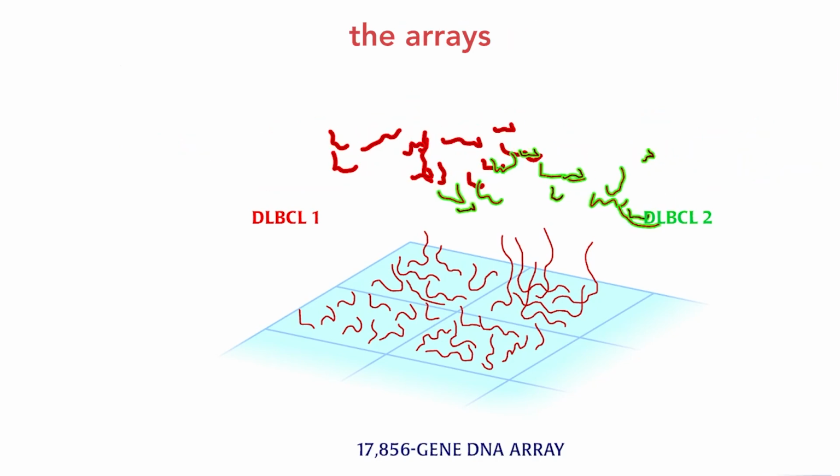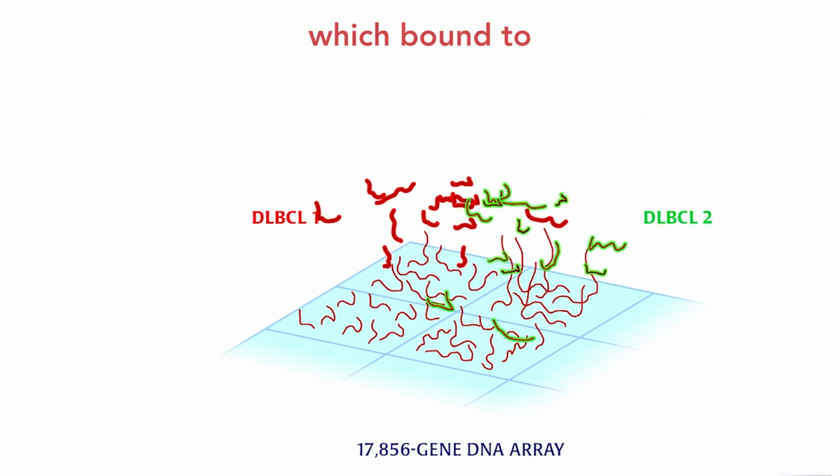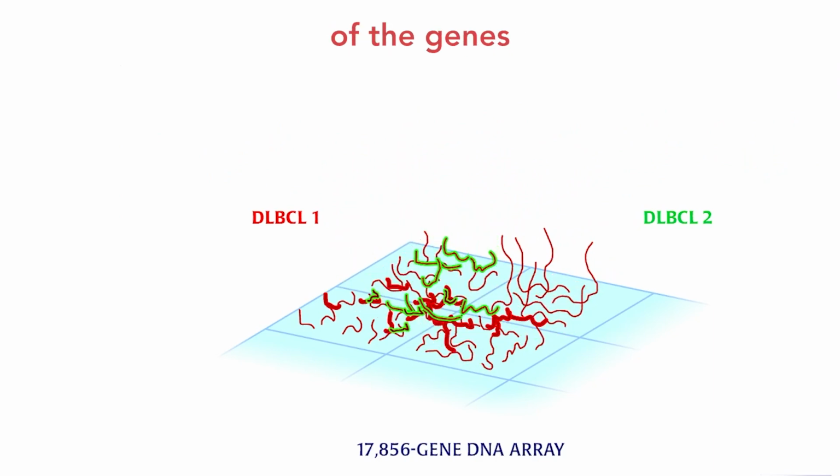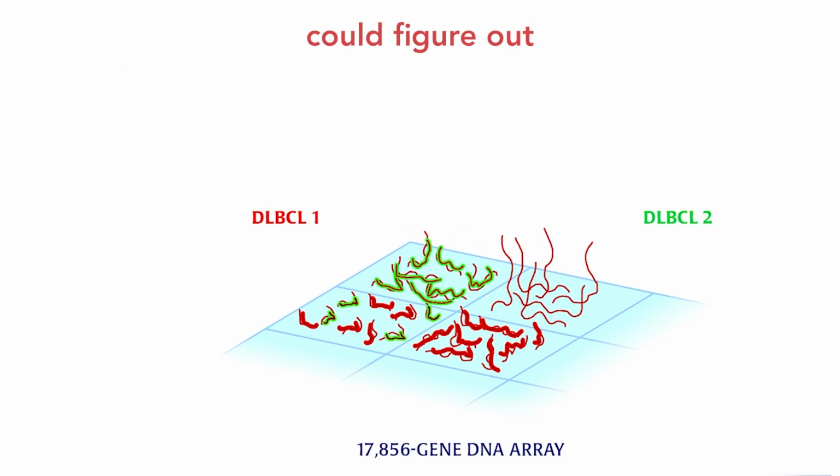Brown incubated the arrays with the tagged cDNAs, which bound to the matching genes printed on the array. Since he knew the positions of the genes on the DNA array, Brown could figure out the levels of gene expression based on the color signal.